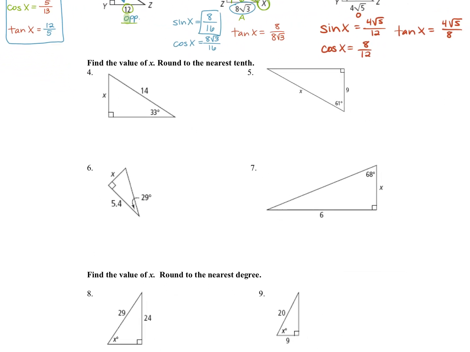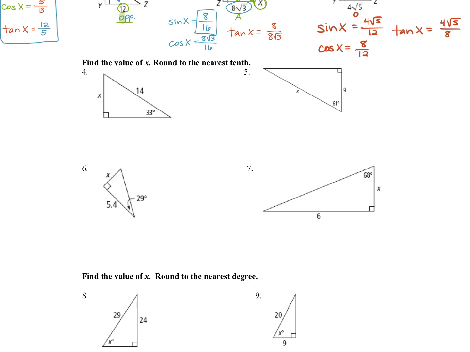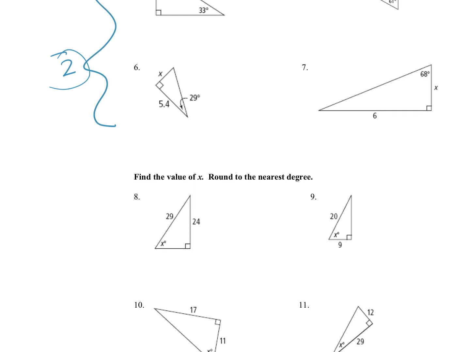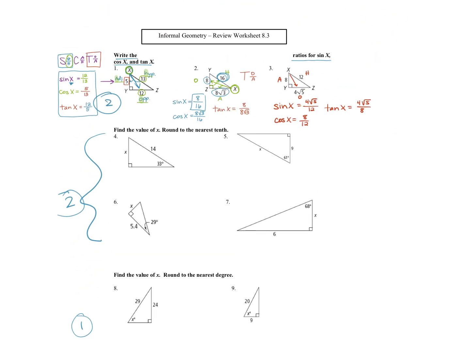This next batch, there is one of these where you're finding a side length. Nope, there's 2 of these. There's 2 from this batch. Okay? So there's 2 from here. There's 2 from here. And then there's one where you have to find an angle. Okay? All right, here's what we do.